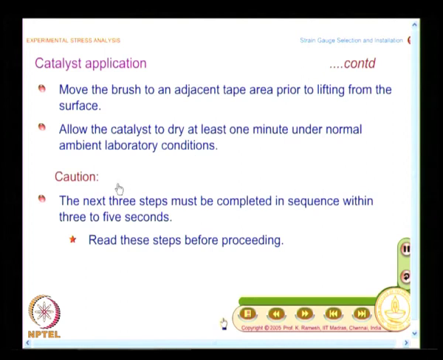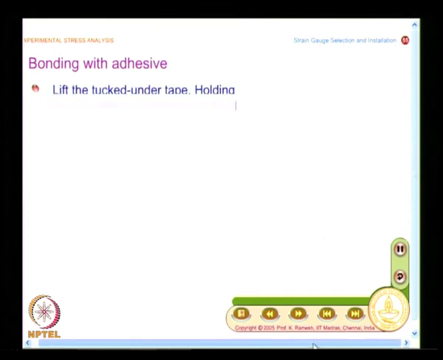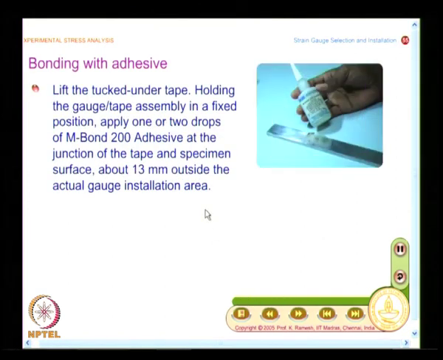And what is the caution here? I am going to bond the strain gauge. The next 3 steps must be completed in sequence within 3 to 5 seconds. So, you need to read these steps before proceeding. You need to have a mental picture of how you will go about it and execute it as quickly as possible.